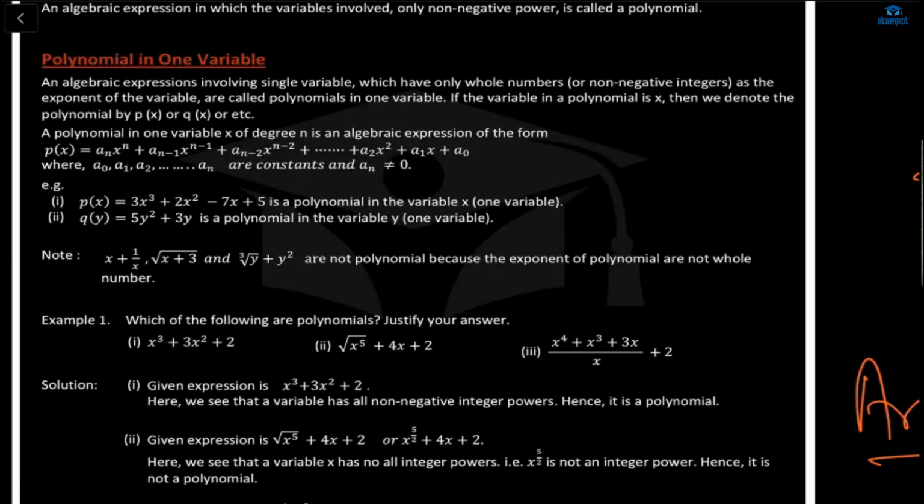An algebraic expression involving a single variable. That means only a single variable is involved, either x, or y, or z. Only a single variable is involved, and it has only whole numbers or non-negative integers as the exponent of the variable. These are called polynomials in one variable. Okay, let's see the example.